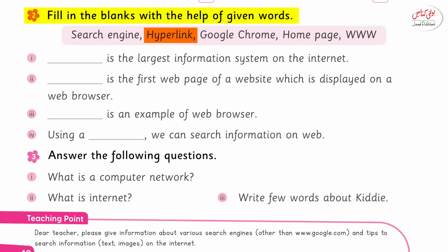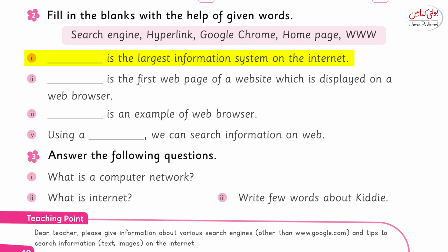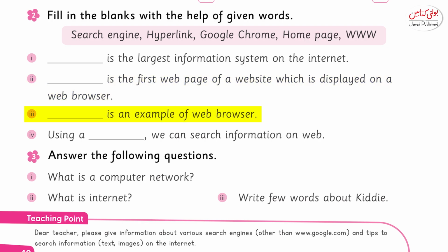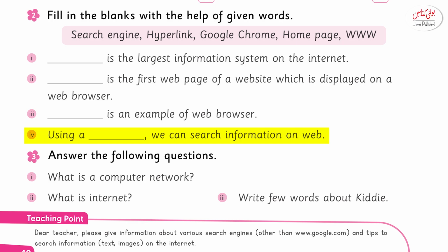engine, hyperlink, Google Chrome, home page, and www. Blank 1. Dash is the largest information system on the internet. www. Blank 2. Dash is the first web page of the website which is displayed on a web browser. Home page. Blank 3. Dash is an example of web browser. Google Chrome. Blank 4. Using a dash, we can search information on web using a search engine.